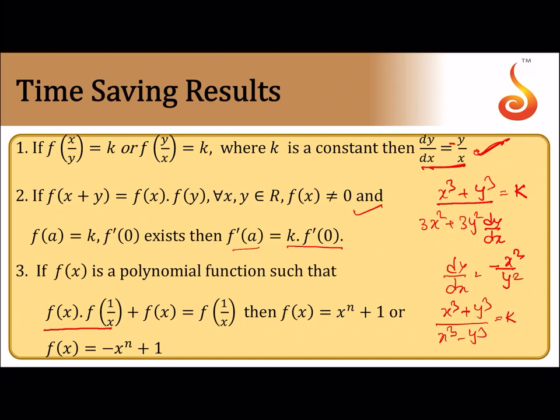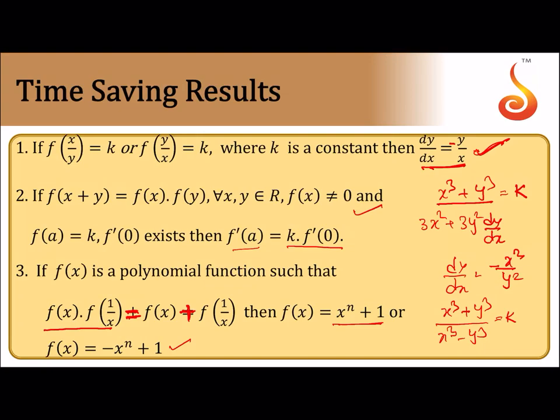So f of x plus y is f of x into f of y. If f of a is equal to k, then f dash 0 exists, and f dash a is equal to k into f dash 0. Simple one. A polynomial, it's very important. fx into f of 1 by x is equal to fx plus f of 1 by x.